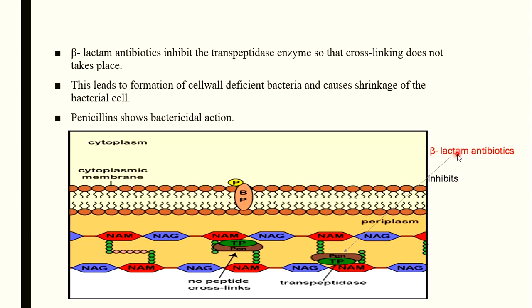If beta lactam antibiotics attack this enzyme, the transpeptidation process will not take place, so the bridges will not form in the bacterial cell wall by peptidoglycan residues. That is how the beta lactam antibiotics will kill the bacteria. This is a simple mechanism of action of penicillins. You can draw the diagram when you are writing the mechanism of action.